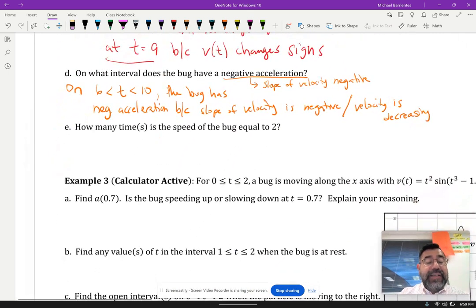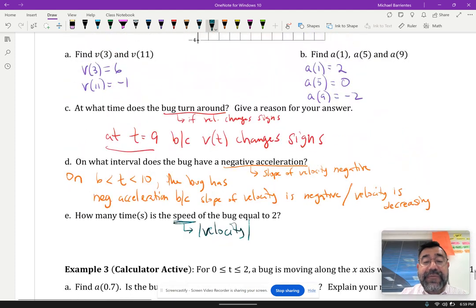So now we get to the last part. How many times is the speed of the bug equal to 2? Well, wait, speed. That's something. Speed is the absolute value of velocity. Absolute value of velocity. So, not parentheses, an absolute value bar. So that means I'm looking for 2.